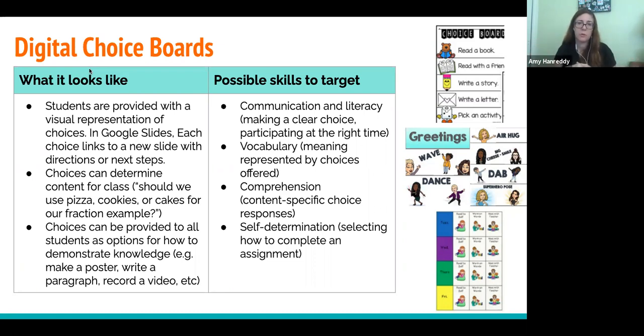So those skills are a lot of the same skills that we've been really targeting throughout all of these strategies. So certainly communication and literacy, expanding vocabulary, understanding the meaning represented by those different choices, focused on specific comprehension strategies related to those choices, and of course, self-determination by having some control over how the student will be completing the assignment.